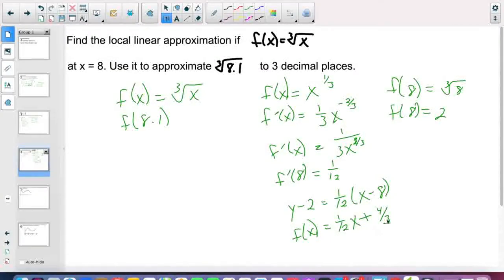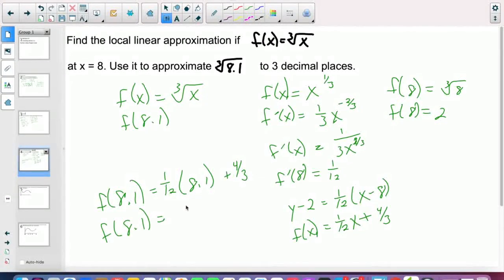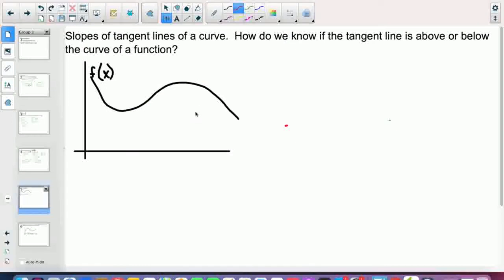And so then I take that estimate for the tangent line and I will plug 8.1 into that. So f of 8.1 is equal to 1/12 times 8.1 plus 4/3, leaving me with f of 8.1 is equal to 2.008.